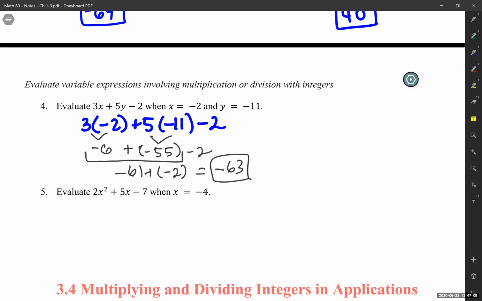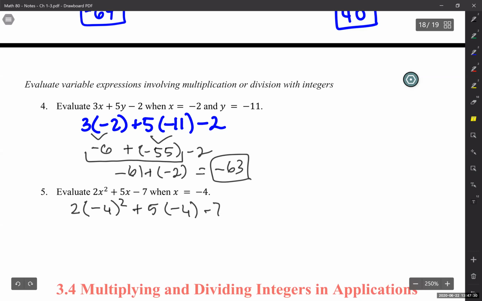Okay, trying that one more time. Now this is where, I didn't really emphasize it on the previous problem, but you really do have to be careful. Anytime you put negatives into problems, you want to use parentheses. So this becomes 2 times (-4) squared plus 5 times (-4) minus 7. So not only if you forget parentheses, does it kind of turn into a subtraction problem accidentally, but also if you forget parentheses, your squares and your third powers are going to get kind of wonky.